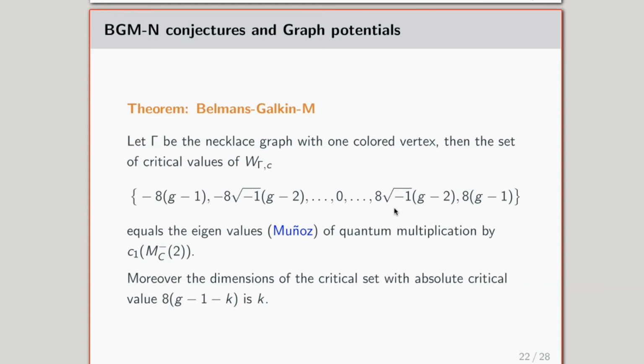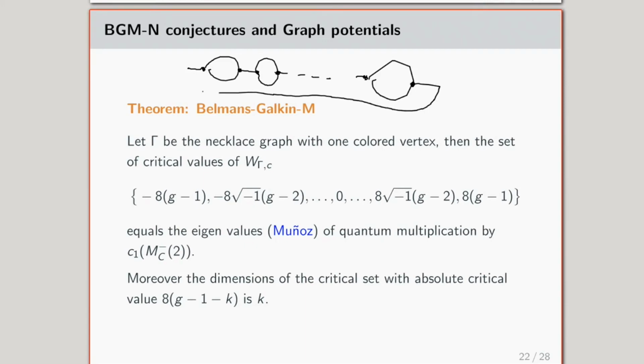So here is our theorem, saying that if you take gamma to be a necklace graph, the necklace graph is nice because you can induct on it. The necklace graph is just this graph like this, and it has a very nice inductive structure, and the corresponding critical sets also have a very nice inductive structure, which we have not completely explored but should be explored. Also, there are lots and lots of irreducible components.